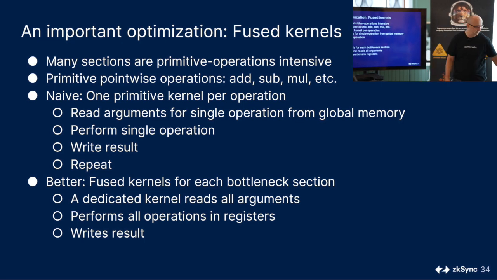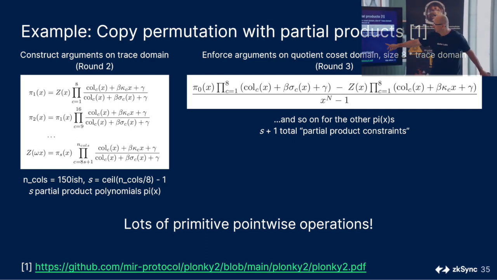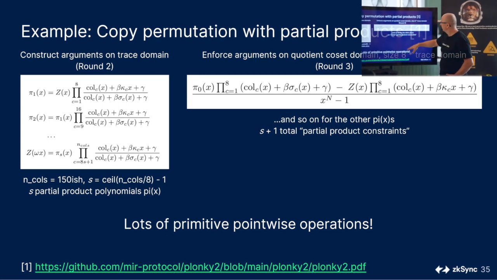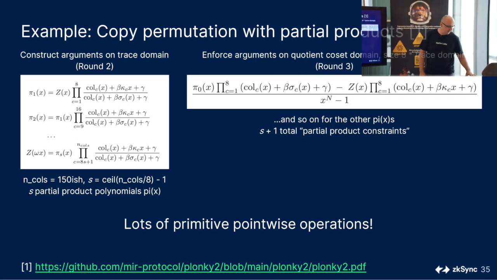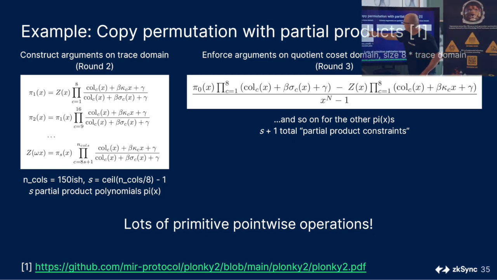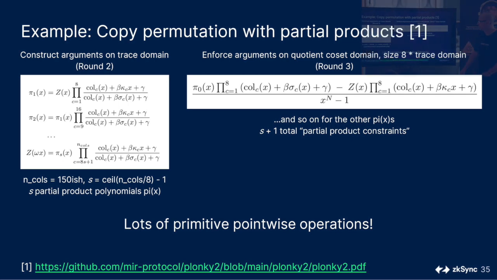And yeah, that's it. I already explained that one. This is an example of such an operation. These are taken from the Plonky 2 paper. This is the copy permutation argument. I won't go into the details, but if you want, look it up. The point here is that we are replacing all these additions, products, divisions, all these things we are fusing into a single kernel.